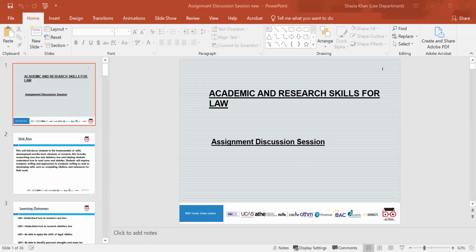So that was learning outcome 3. Finally, we went on to learning outcome 4. And learning outcome 4 was to be able to identify personal strengths and areas for development in relation to academic research and writing skills. So here we looked at our own personal journey, how to identify our own strengths and weaknesses. We were able to identify personal strengths, and we looked at things like legal research, critical analysis, time management, legal writing, and attention to detail.